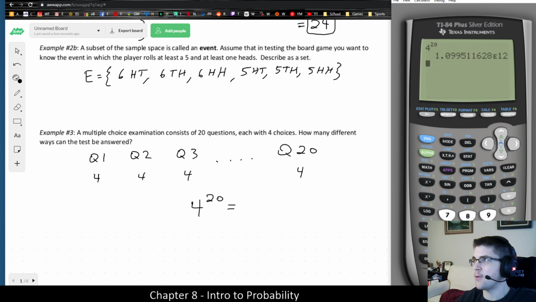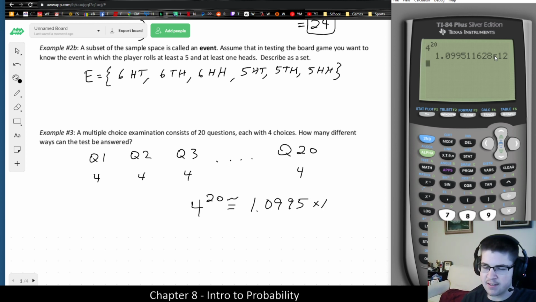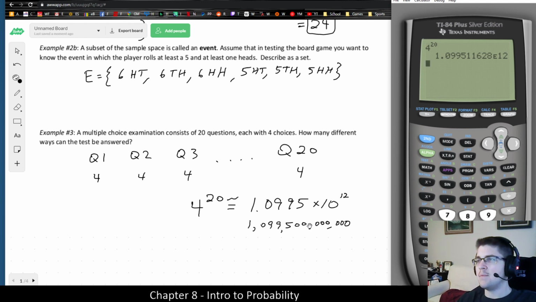But if I take 4 to the 20th power, that would be a massive, massive number. Basically, I'll write approximately, because my calculator didn't even give me the full number, but it's about 1.0995 times 10 to the 12th power. Because remember that this E means scientific notation. That would just mean I need to move that decimal place 12 spaces. So I'm going to have 12 digits after that decimal place. It's in the scale of millions, billions, trillions. So it's over 1 trillion possible ways of answering that test.